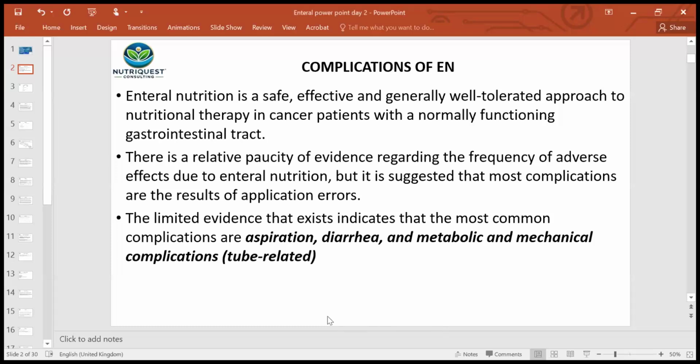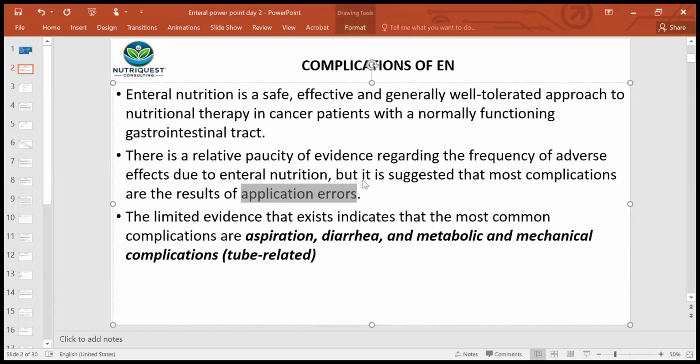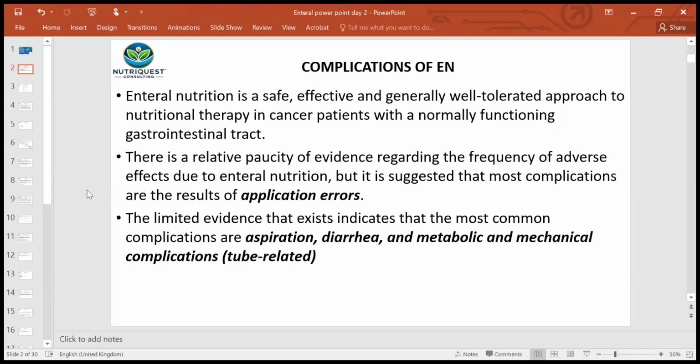However, there is a relative paucity of evidence regarding the frequency of adverse effects due to enteral nutrition, but it is suggested that most complications are a result of application errors. This is a very key thing to note. Let me bold this so that it hits hard. Literally, we don't have many studies on the adverse effects of enteral nutrition, but the suggestion is that most complications patients experience come from application errors. Application errors here means maybe inserting the tube wrongly, or giving feeds the wrong way.